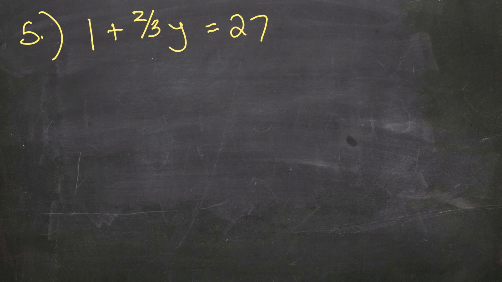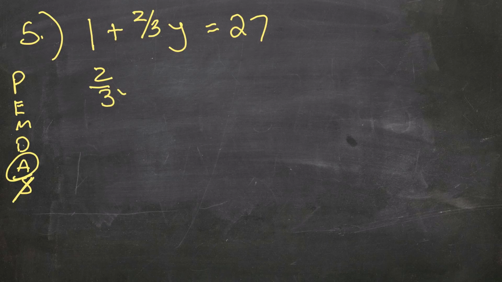Alrighty, 5 could be a little bit more complicated. It's 1 plus 2/3 y equals 27. Most people see the fractions, they just freak out and say they can't do it. But it's actually not that difficult. I'm going to write my PEMDAS. And I don't see any subtraction, but I see addition. I see 1 plus 2/3 y. You might want to write it as 2/3 y plus 1, because really, I'm not going to subtract 2/3. I want to get rid of this 1 right there first. I don't care about the plus 2/3.